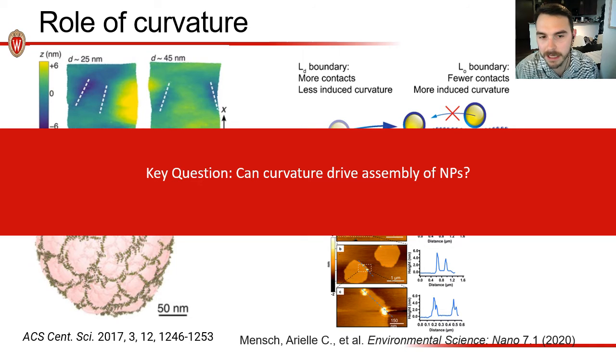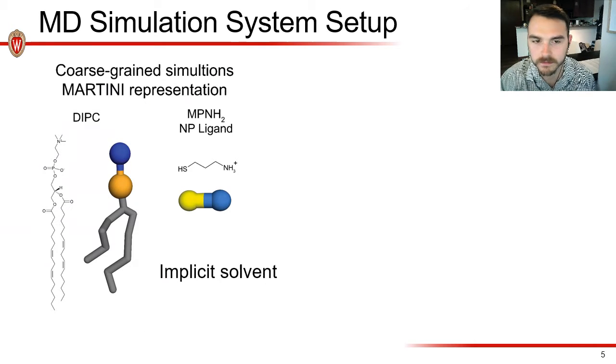So this begs a key question: can curvature actually drive assembly of nanoparticles in real systems, just as it drives partitioning to the raft boundaries? We're going to use MD simulations to find out. Our MD simulations are set up using a coarse-grained representation. We use a Martini representation because it is very widespread and a very common lipid bilayer construction. We're using the DIPC lipid for the liquid disordered case, and we're using a simple cationic ligand for the nanoparticles.